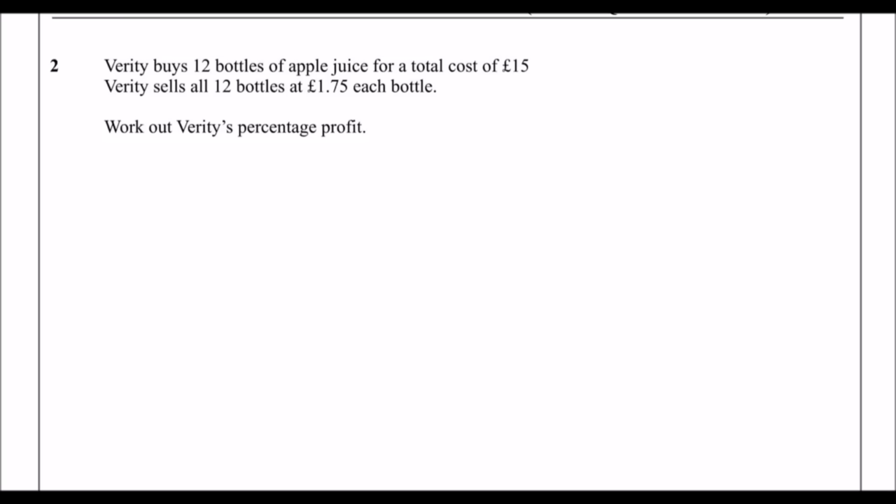Question 2. Verity buys 12 bottles of apple juice for a total cost of £15. Verity sells all 12 bottles at £1.75 for each bottle. Work out Verity's percentage profit. So if we have percentage profit or percentage change, we're looking for the change divided by the original, and then to make it a percentage times 100.